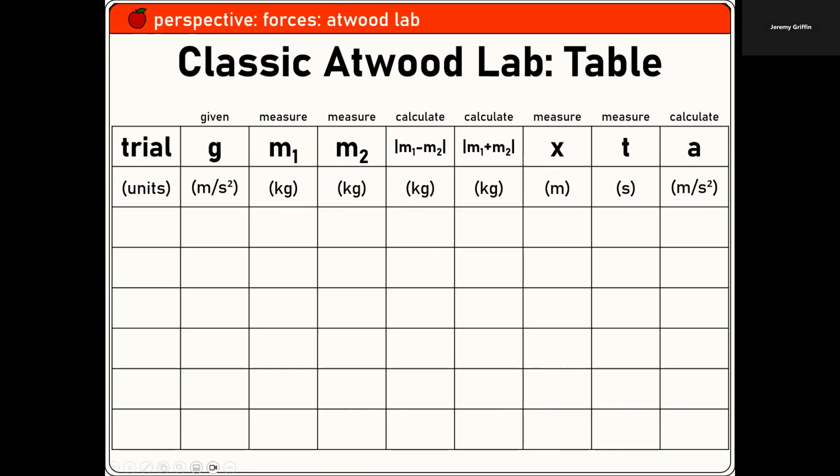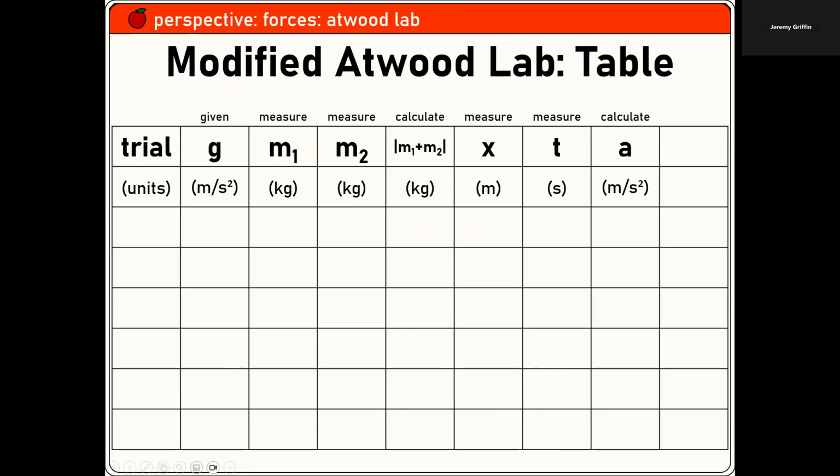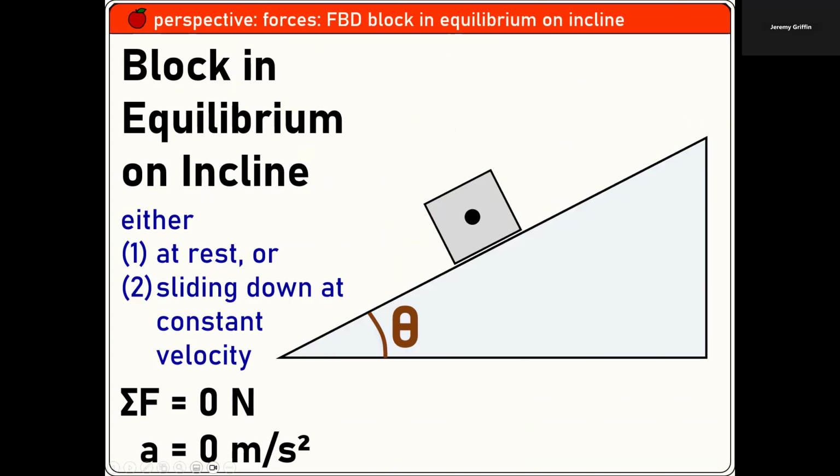All right, you guys did classic Atwood, you did modified Atwood, those were labs. Now, block in equilibrium on an incline. Equilibrium might be at rest or might be sliding at constant velocity. Are you going to introduce a Cartesian system that runs parallel and perpendicular to the surface? I'm already thinking of that rotated Cartesian system.